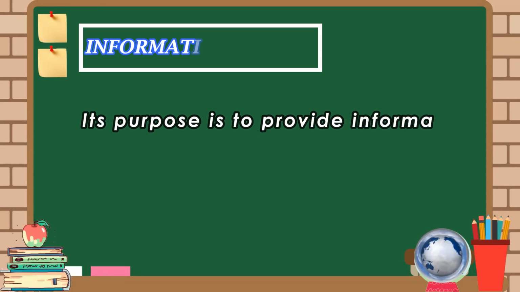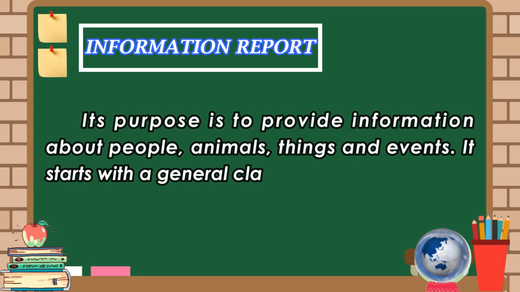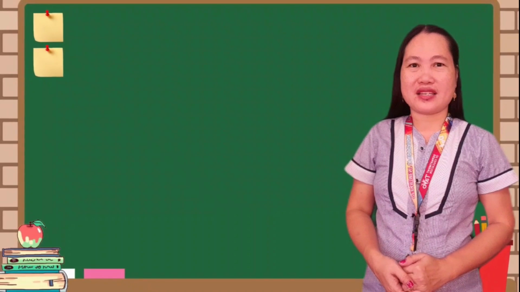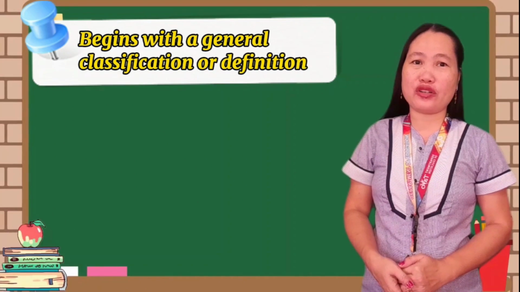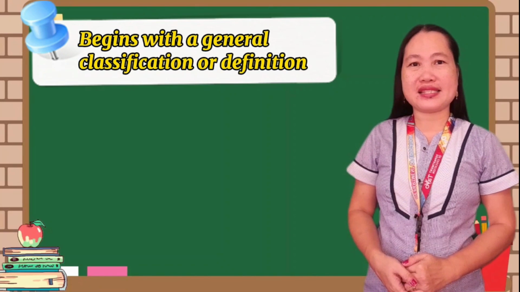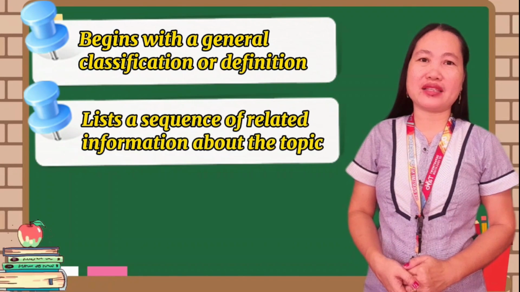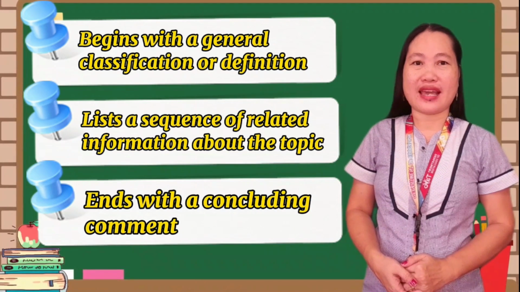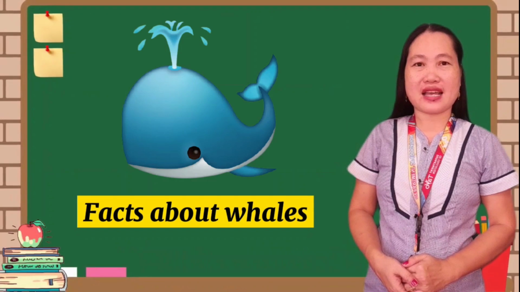Next is information report. What information can be found in an information report? Its purpose is to provide information about people, animals, things, and events. It starts with a general classification or definition. Features: begins with a general classification or definition. Lists a sequence of related information about the topic. Ends with a concluding comment. Example: facts about waves.